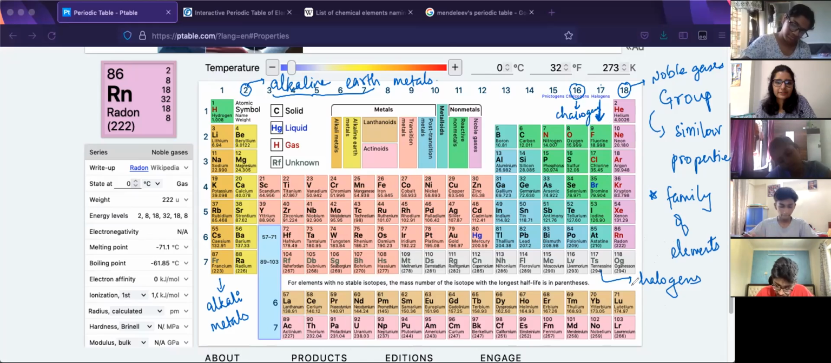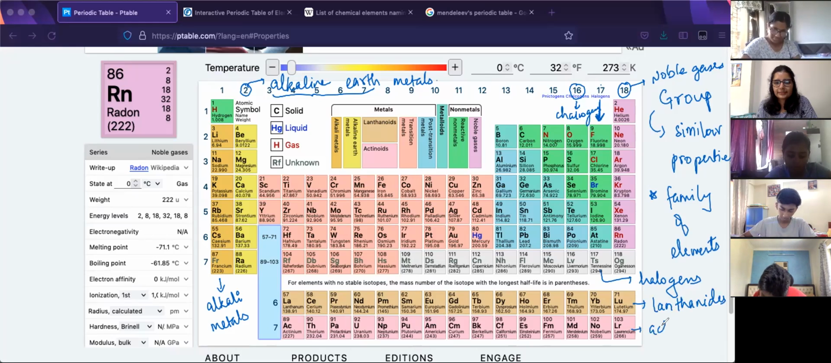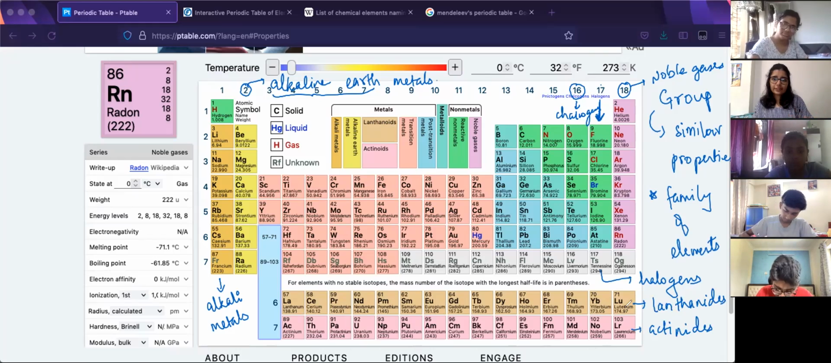There are two more families I forgot. At the bottom, the F block, you've got this horizontal row, this particular group of elements. They are called lanthanides. And this group is called actinides. So it's not like the vertical group, it's just this whole bunch of elements together. They're called lanthanides, and this bunch is called actinides. They're all completely F block elements only.